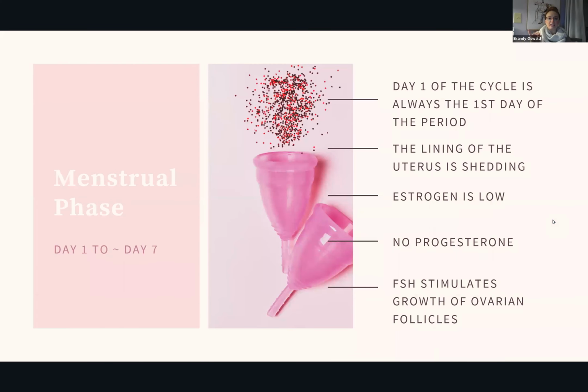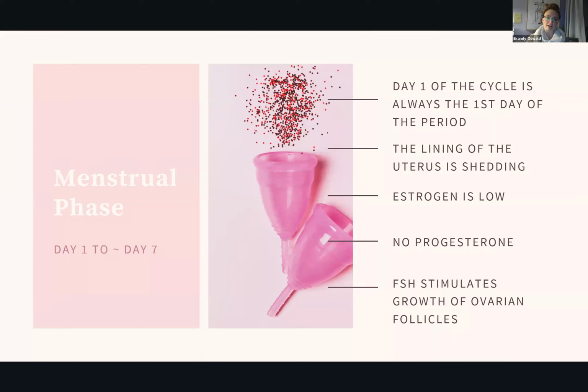So the first phase is the menstrual phase. I'm going to say that again. The first phase is the menstrual phase. We've been taught our whole life that our period is the end of our cycle. It's not. The period is actually the start of a new cycle. So your menstrual phase is from day 1 to about day 7 of your cycle. Day 1 of each new cycle will always be the first day of your period.